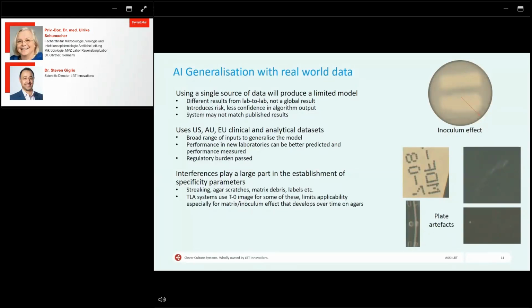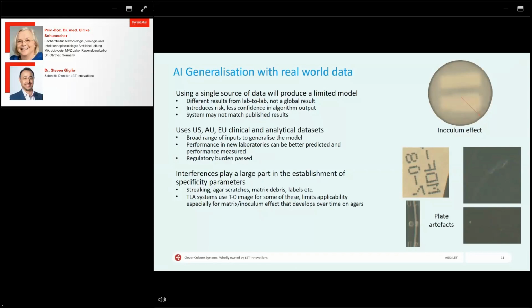So, kind of touched on this a little bit earlier. The data is the most critical bit. Using a single source of data will produce a limited model. So if I wanted to look at the bugs that grow in your lab, I could produce a model for the bugs that grow in your lab. It doesn't necessarily mean that it's going to work in the lab in the next country or even next door. It depends on the demographics that go in.